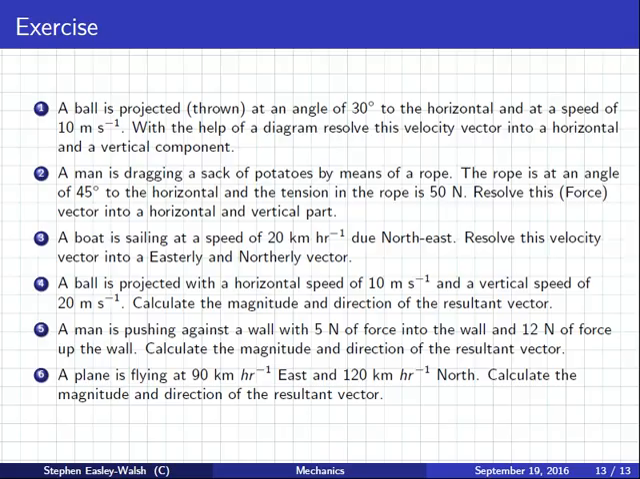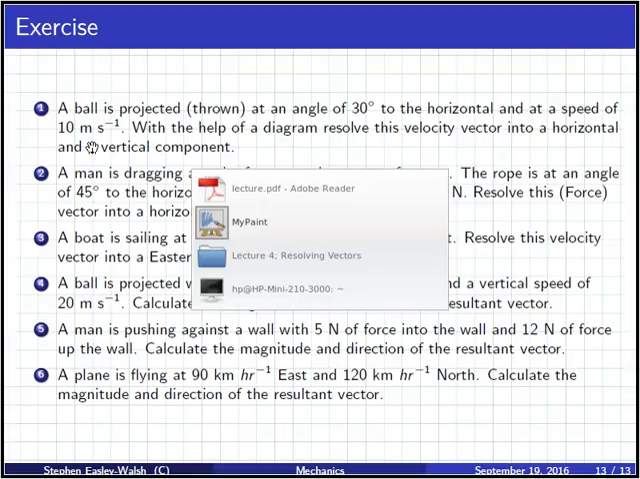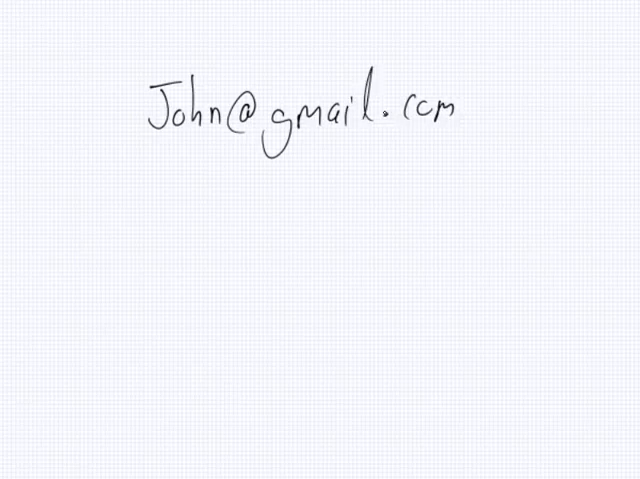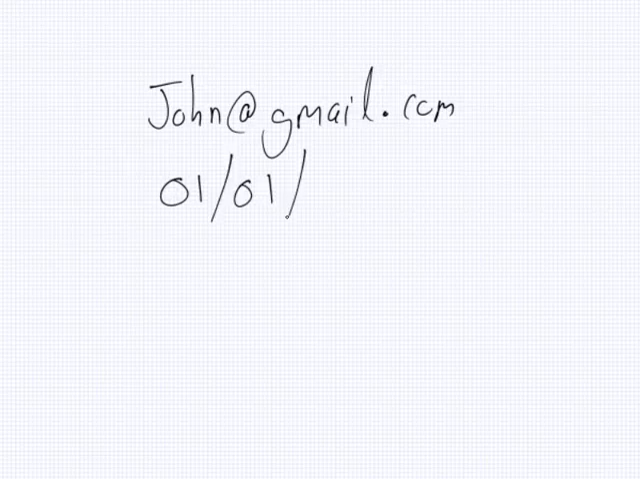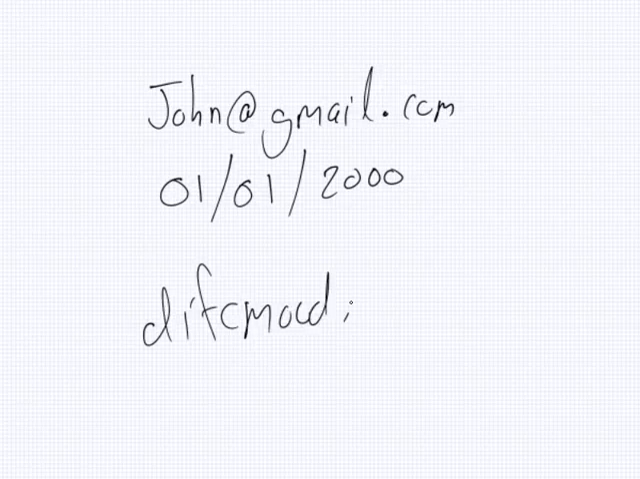Actually, can you show me how we can go into this? Yeah, the username is your email address, and the password is your date of birth. So, for example, it could be something like john@gmail.com, that's the name, and the password could be like the 1st of January 2000. And the website is difcmoodle.ie.